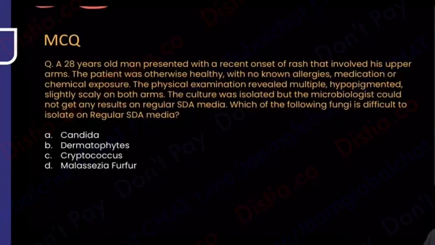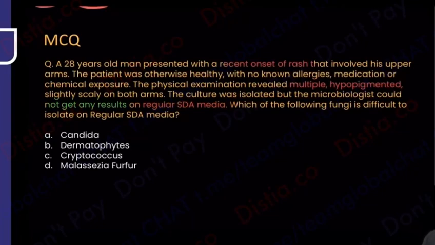Let's begin. So first and foremost, you have a 28-year-old man who's presented with recent onset of rash that involved his upper arms. The patient was otherwise healthy with no known allergies, medications, or chemical exposure. The physical examination revealed multiple hypopigmented, slightly scaly lesions on both arms. The culture was isolated, but the microbiologist could not get any results on a regular SDA media. Which of the following fungus is difficult to isolate on a regular SDA media?